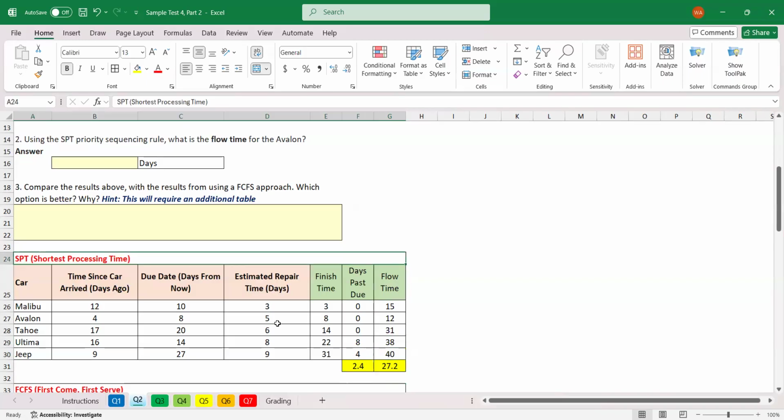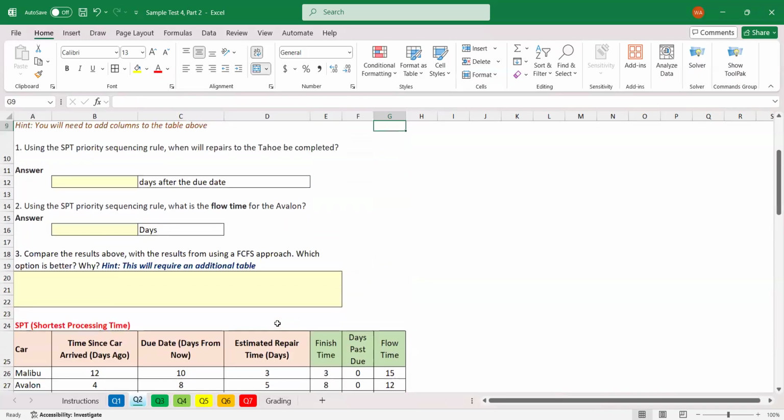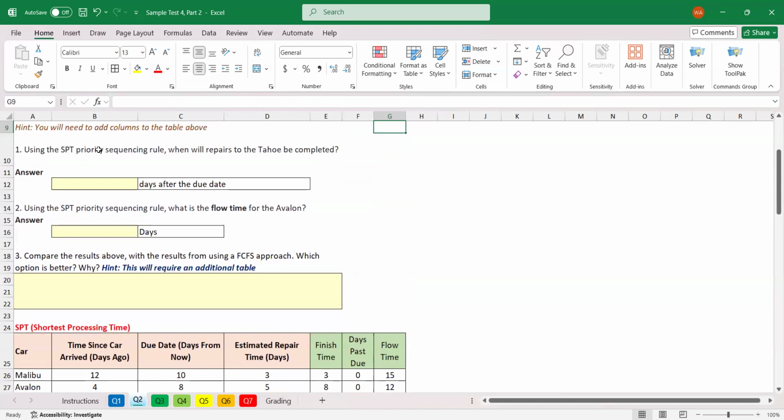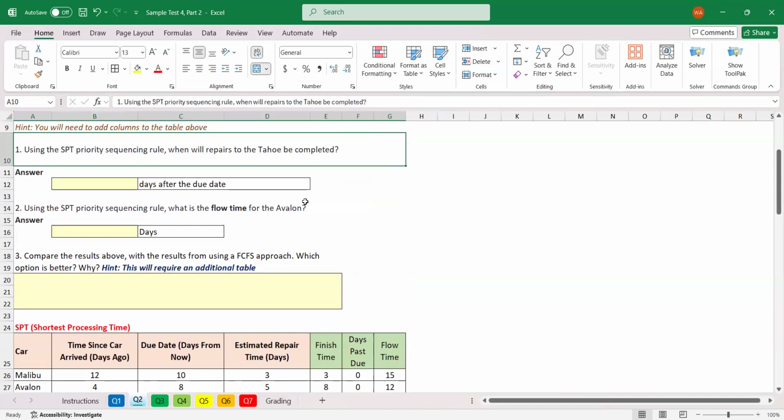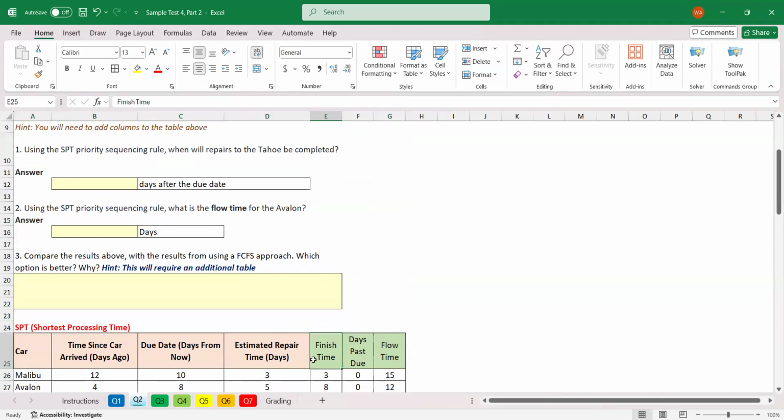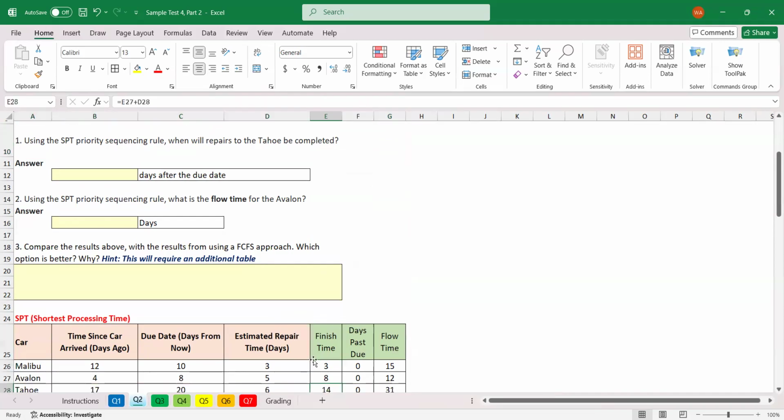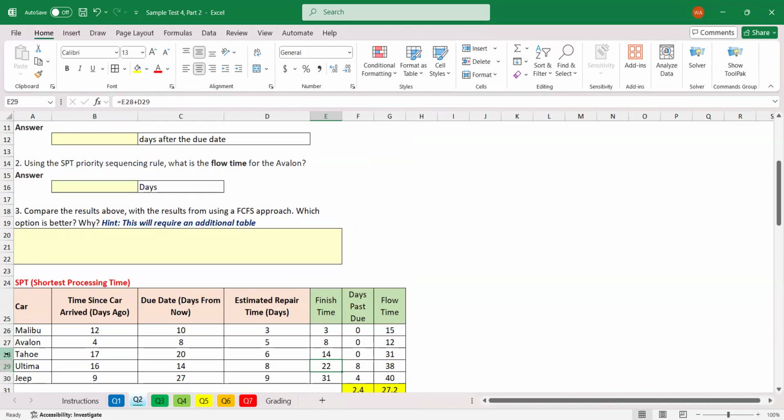Okay. So that then will enable you to answer all the questions that were being asked. The first question was about the Malibu, right? So using the SPT priority sequencing rule, when will repairs to the Tahoe be complete? To the Tahoe, not the Malibu. So let's look for the Tahoe. The Tahoe is right here. Repairs to the Tahoe will complete by day 14.